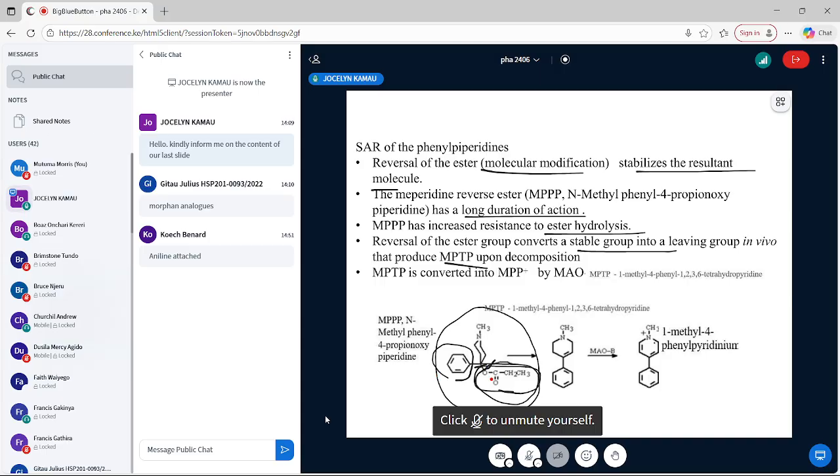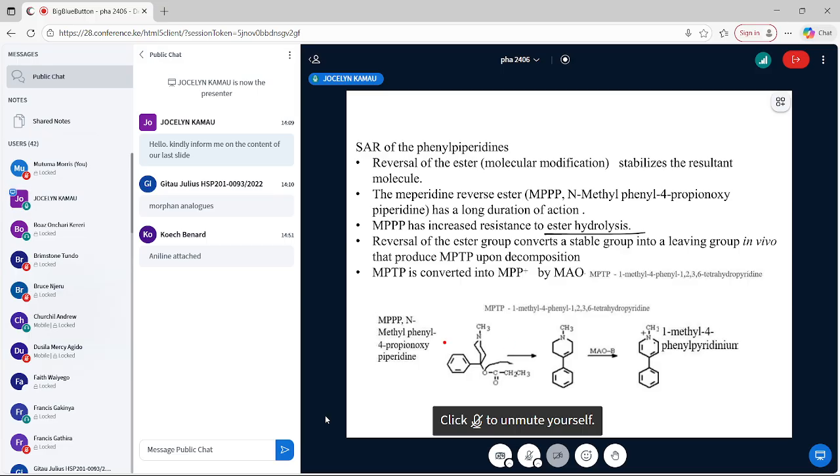Also, when that group leaves, it means that carbon will be dissatisfied. So there is a rearrangement of the bonds. You can see the phenyl group remains the same, but the piperidine ring becomes a dihydropyridine ring. So I hope you notice that difference.